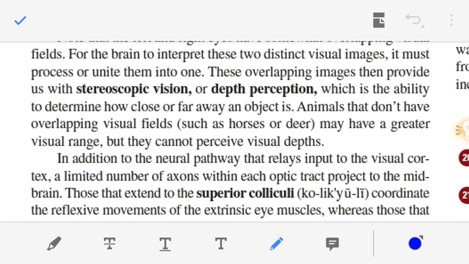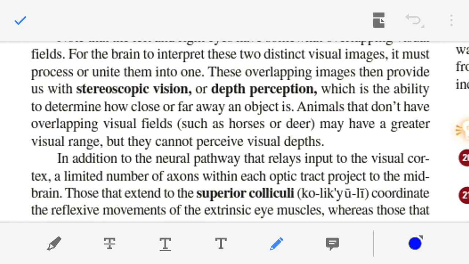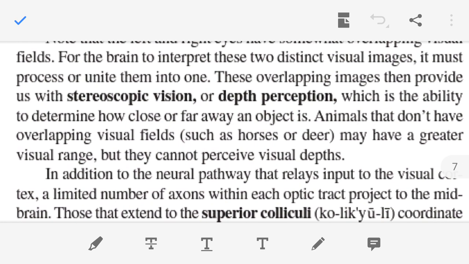Now animals that don't have this overlapping visual field, for example horses and deer, may have a greater visual range because they do not have overlapping visual fields. Their eyes can cover a large area, and it is possible that they can see two different objects at the same time, but they cannot perceive visual depth. So in their vision, they do not have clarity. The reason is that their brain centers are not merging these images. So even though their visual range is greater, the clarity is not there in their vision, in animals like horses and deer.